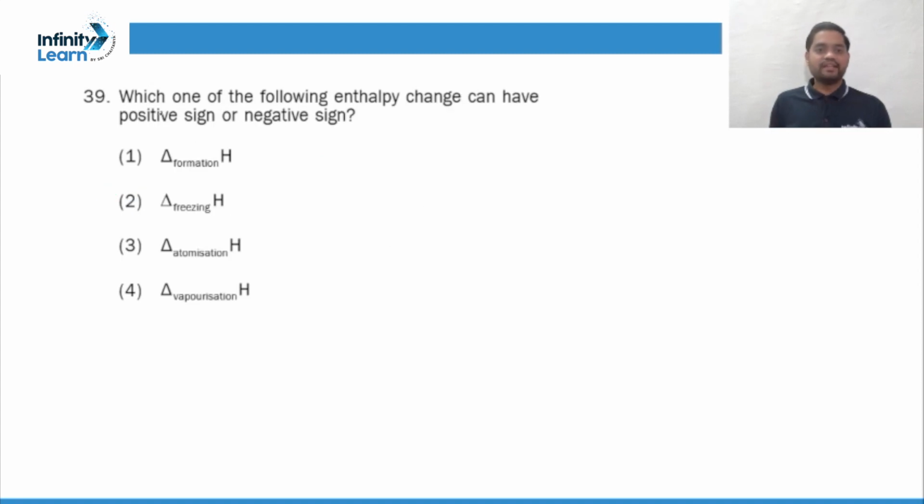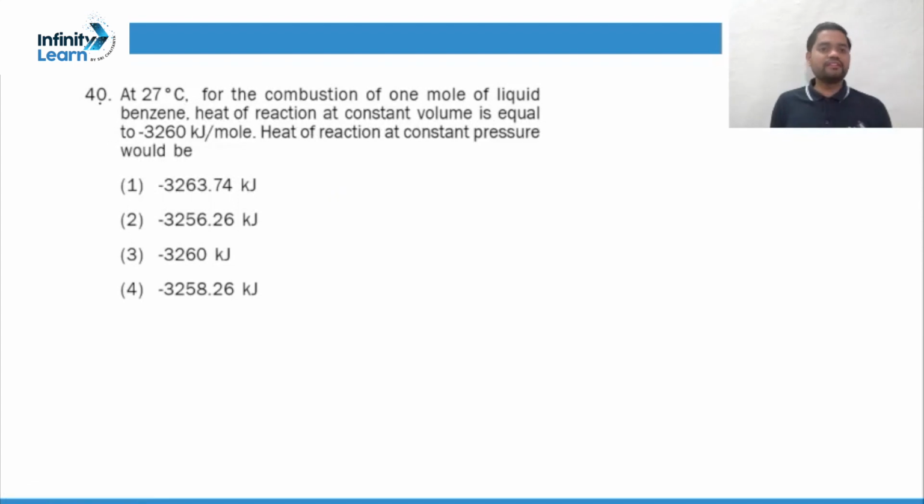Okay. 39. Which one of the following enthalpy changes can have a positive or negative value? Enthalpy of formation can have positive or negative values. Freezing is always exothermic. Atomization is always endothermic. Vaporization is always endothermic. So these have a very specific sign, whereas enthalpy of formation can be negative or positive. So option number 1 is the right answer. Okay, 39 is done. 40.